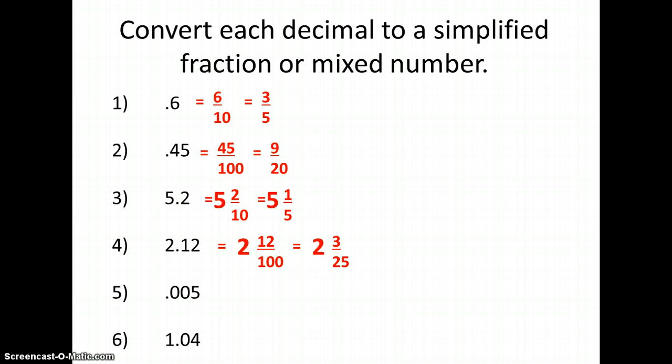Number 5, I would still write as a fraction the way I read this decimal. I read number 5 5,000ths. So as a fraction, I would have 5/1,000, and then I'd simplify that to 1/200.